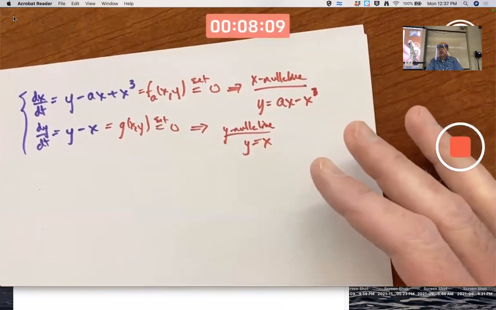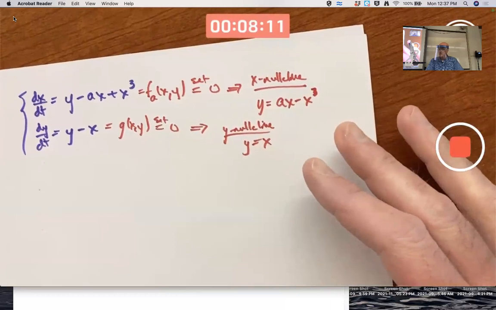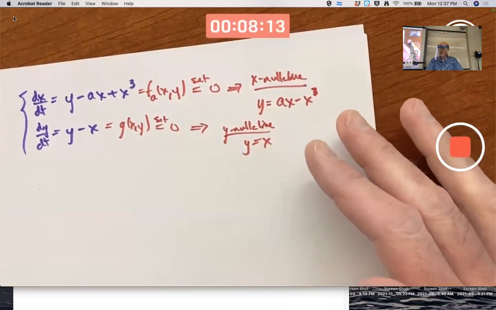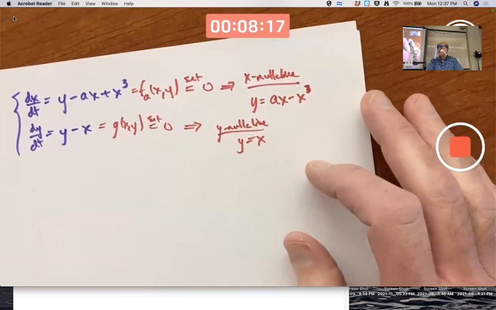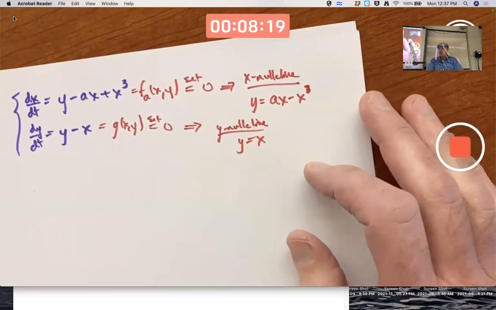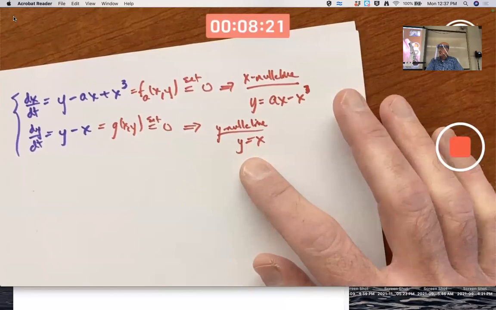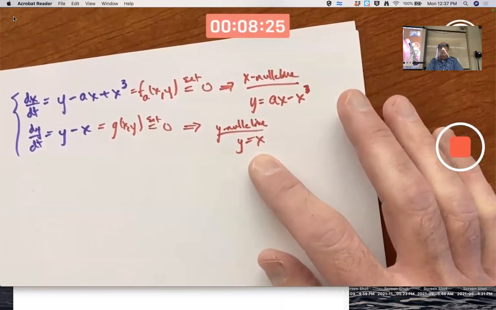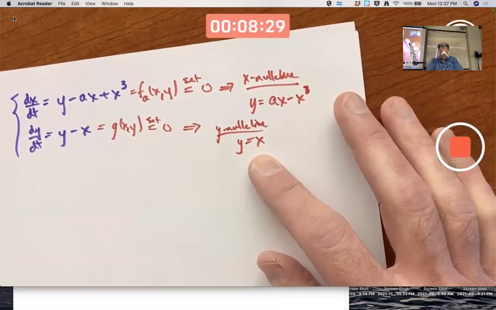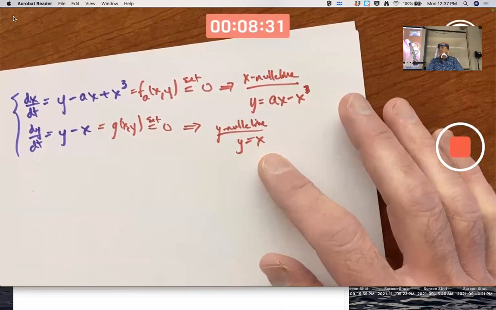So once again, it's fairly easy here because you just set these two things equal to each other and solve for x, and that gives you the x coordinates of the equilibrium points. And then use the second one to find the corresponding y coordinates, and it's pretty simple. At any equilibrium point, y equals x. The equilibrium points have to be on the line y equals x.